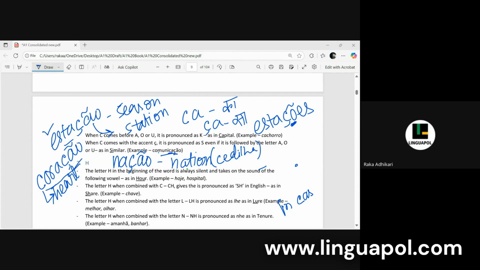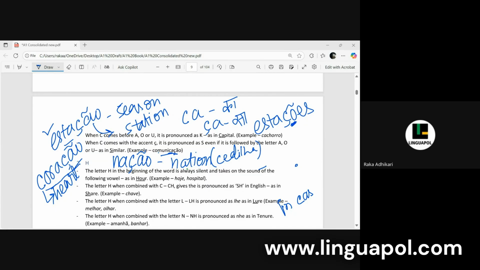All the words once again. Season is estação. Heart is coração. Nation, nação. Communication, comunicação.